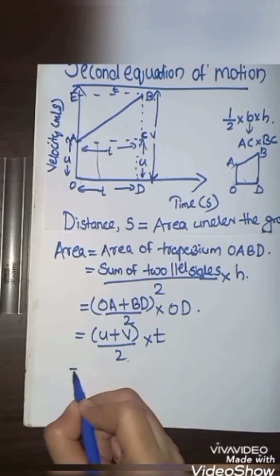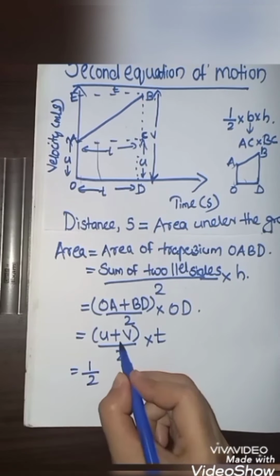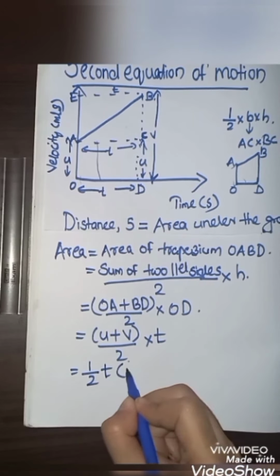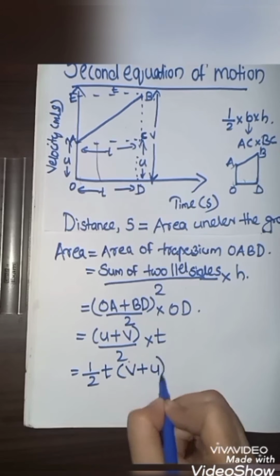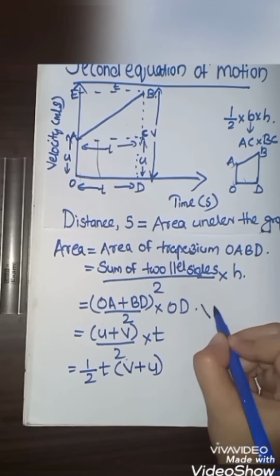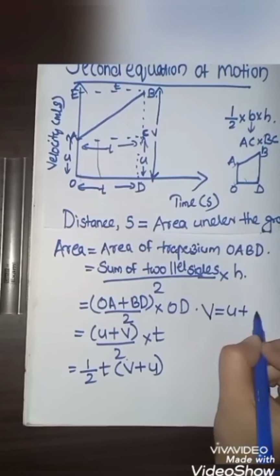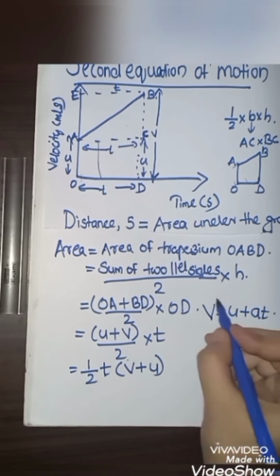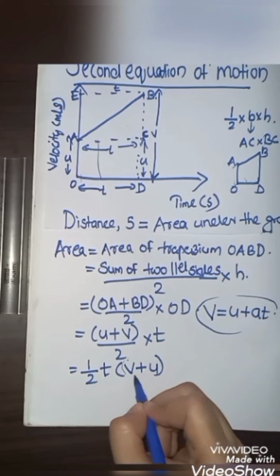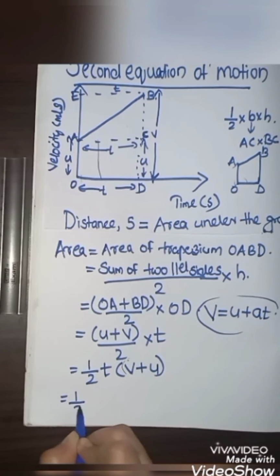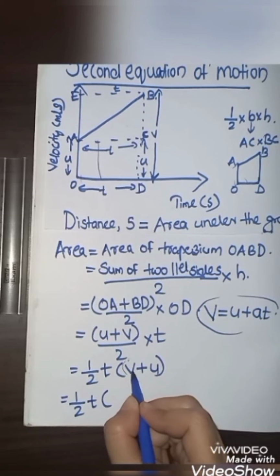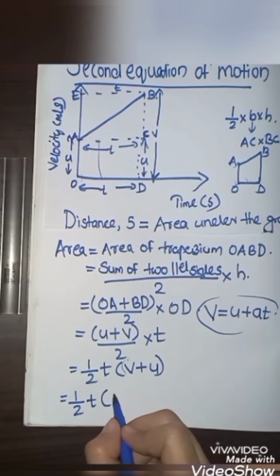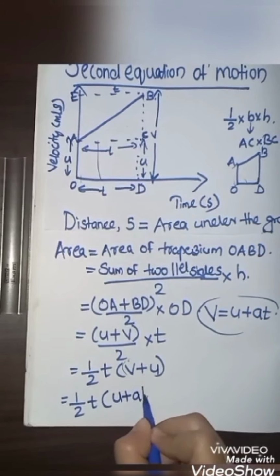Here we can write it as 1 by 2 into T into V plus U. We all know, according to the first equation of motion, V is equal to U plus A into T. Then we can substitute this value in this equation. We will get half into T into, in the place of V, we substitute V is equal to U plus AT, that is U plus AT.